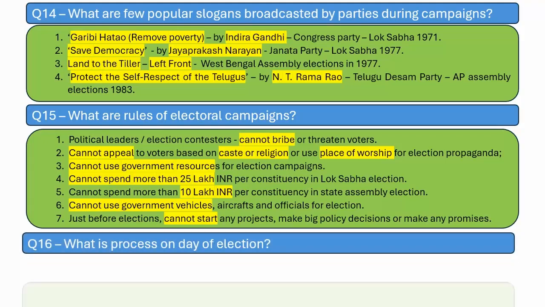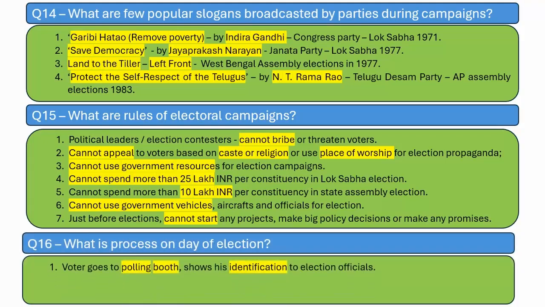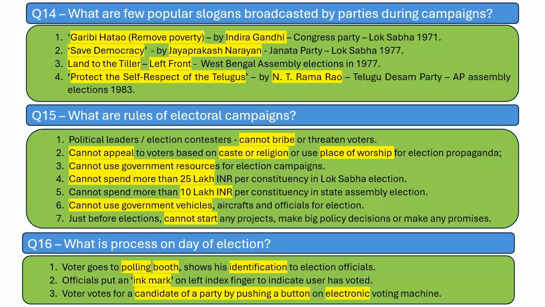What is the process on the day of the election? The voter goes to the polling booth and shows his or her identification to election officials. The official puts an ink mark on the left hand index finger to indicate that the user has been given the chance to vote and that the user has voted. After this, the voter goes to the electronic voting machine and pushes the button next to the candidate whom he wants to vote for.